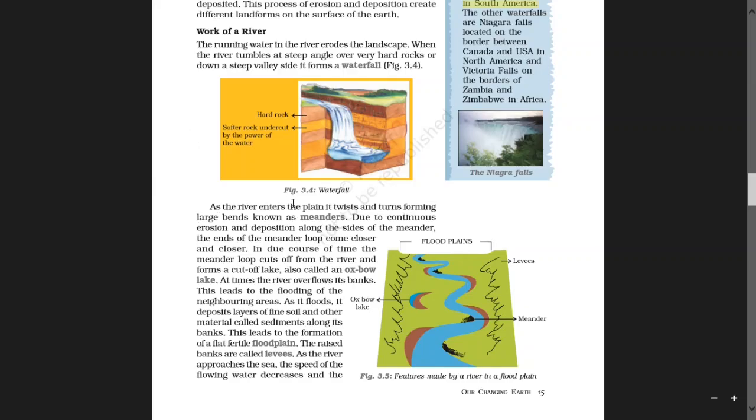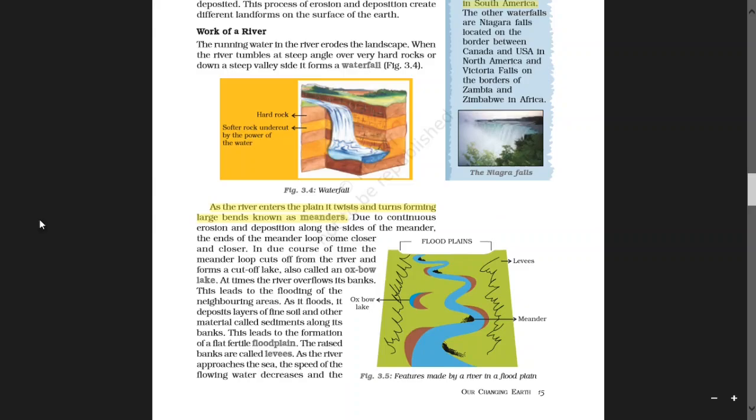As the river enters the plain, it twists and turns, forming large bands known as meanders. Come on, underline this one also. What is a meander, boys? See here, as the river enters the plain, it twists. Twist means form into a band, and turns, forming large bands, which are known as meanders.